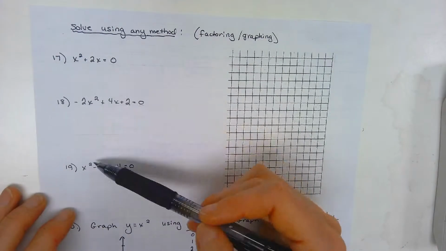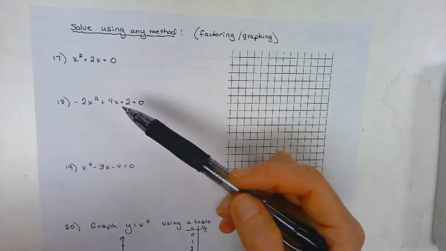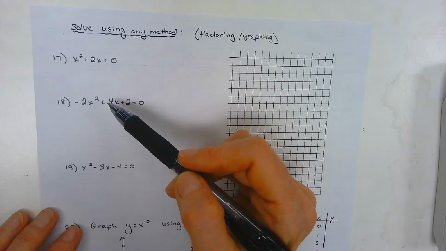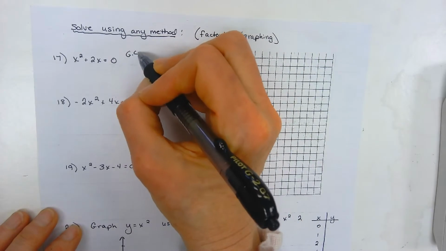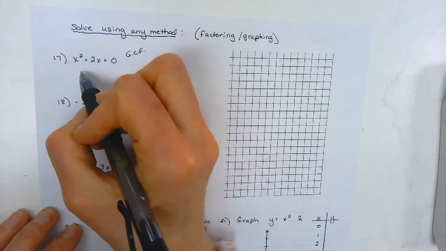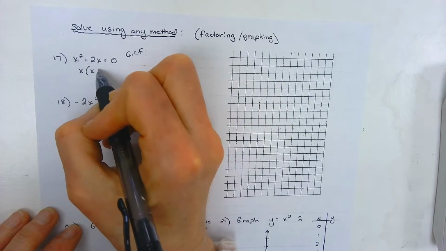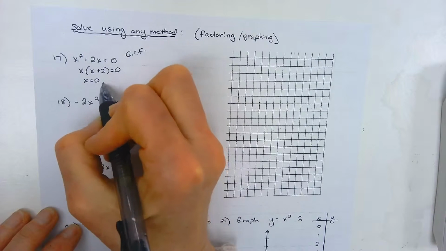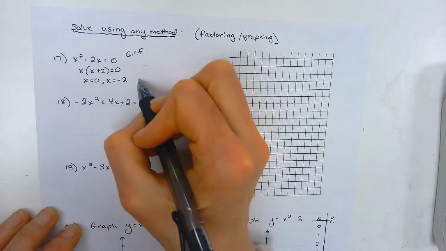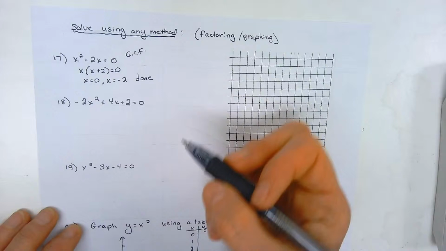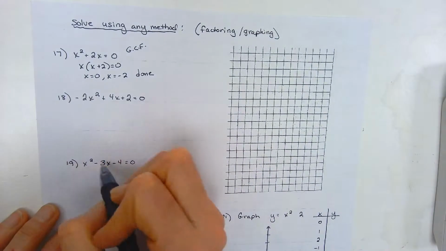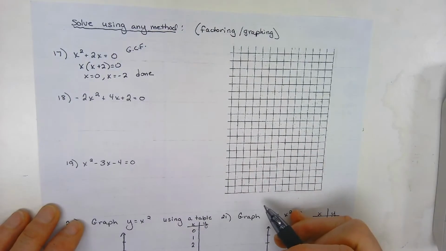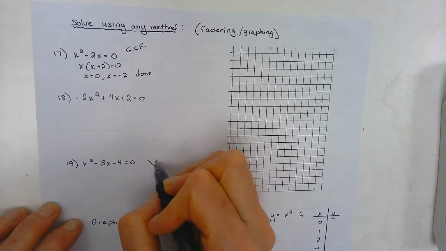Turns out 17, 18, 19, two of these you can still just factor to solve. So 17 can be factored to solve by factoring out the GCF. And then you just take x out, so you get x times x plus 2 equals 0. So set each factor equal to 0, so x equals 0, x equals -2, and you're done. And number 19, you just factor to solve. This is also factorable, so you can factor to solve that, and you'll use your diamond.